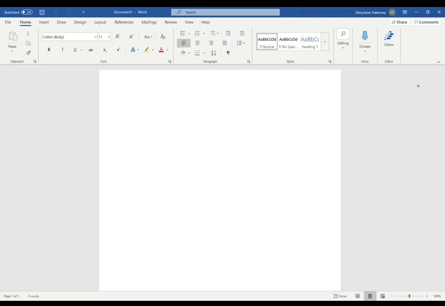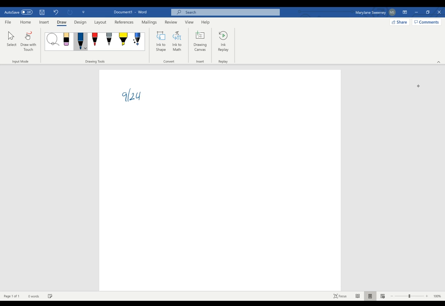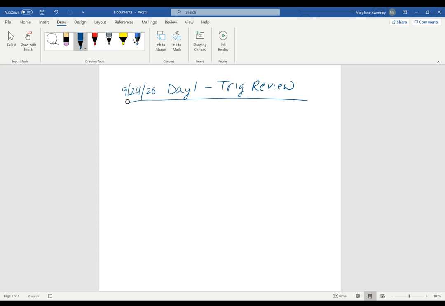Okay, so 9/24/20. This is day 1 trig review. So first of all, when we review trig, we want to review our trig chart. Pi over 6, which corresponds to 30 degrees, pi over 4, which is 45, pi over 3, which is 60.